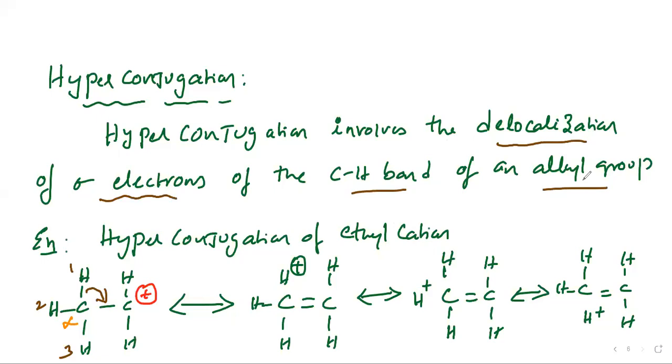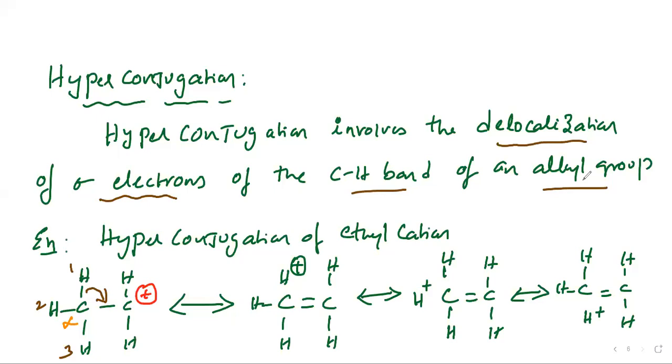What is hyperconjugation? It involves the delocalization of sigma electrons of the CH bond of an alkyl group. So here the CH bond of an alkyl group will undergo delocalization. This we are calling hyperconjugation.